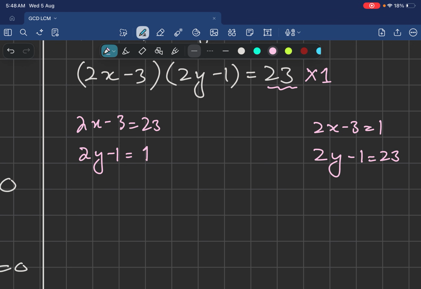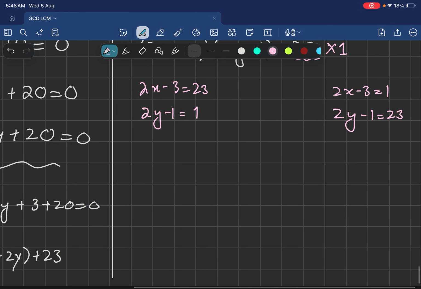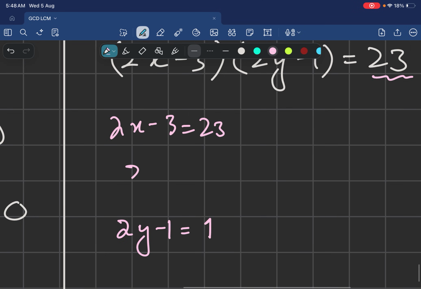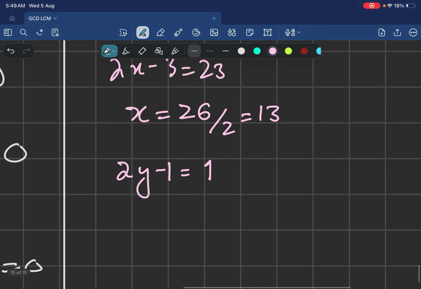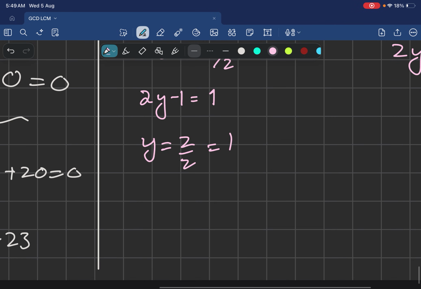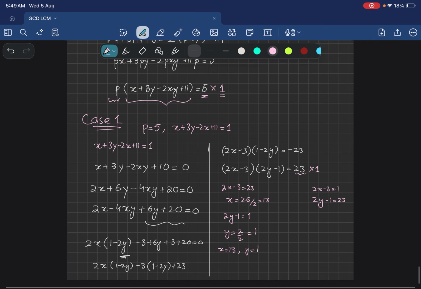Okay, so yeah, 2y minus 1 is equal to 23. So from here I'll get the value. From here I'll get x is equal to 26 over 2, which would be 13, right? And from here I'll get y is equal to 2 over 2, which is 1. So we got x is equal to 13 and y is equal to 1, right?